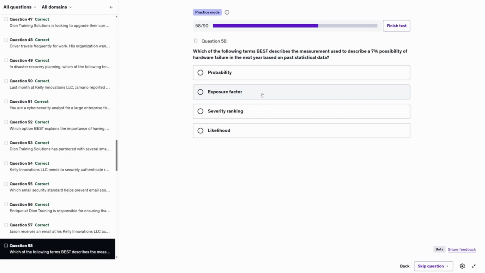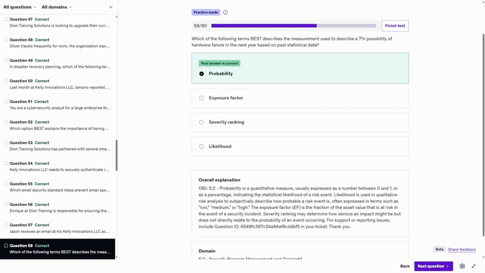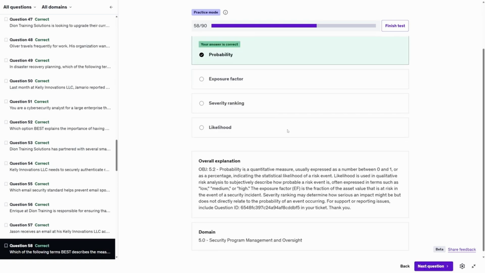Which of the following terms best describes the measurement used to describe a 7% possibility of hardware failure in the next year based on past statistical data? The correct answer here will be probability. Probability is a quantitative measure, usually expressed as a number between 0 and 1, or as a percentage, indicating the statistical likelihood of a risk event. I'll leave up the other answers for a few moments.